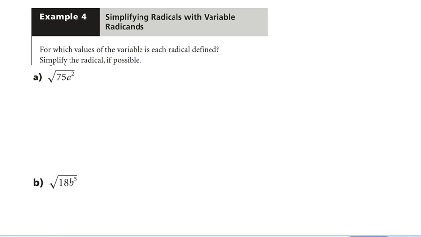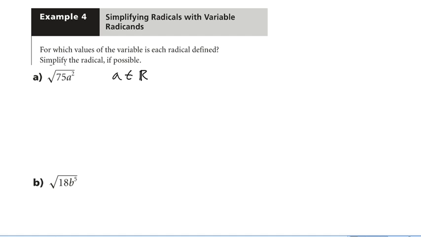All right, so let's have a look here at 4a. And the first thing we need to do is figure out for what values of a this thing is going to be defined. Well, it doesn't matter what I put in for a. Even if I put in a negative, it's going to get squared to a positive. So I can put in any number for a. A just has to be a real number.